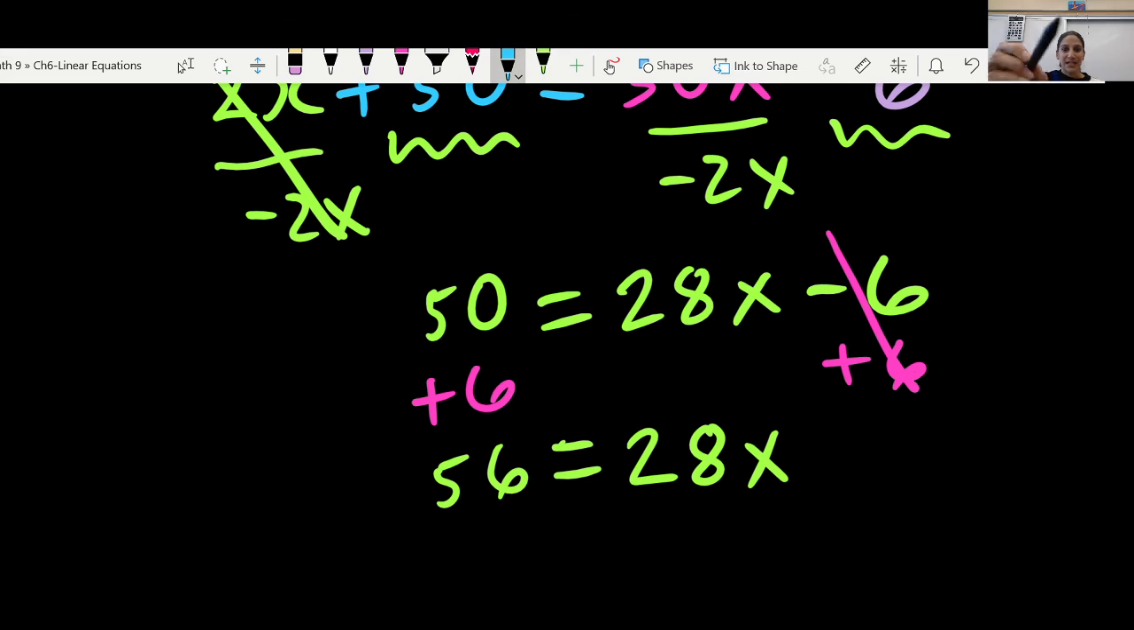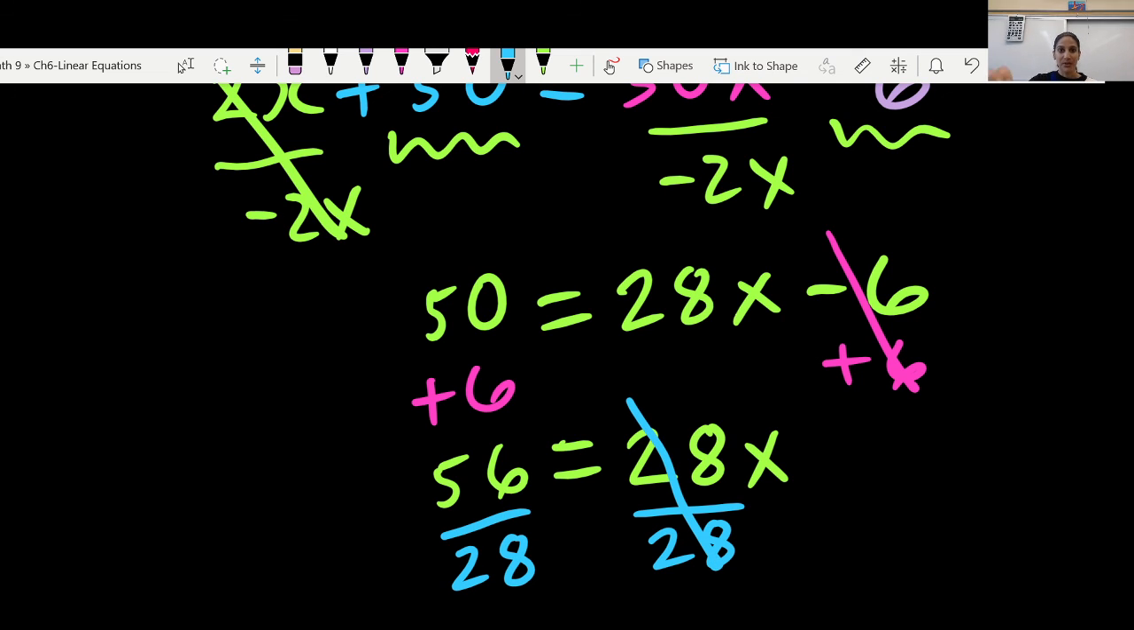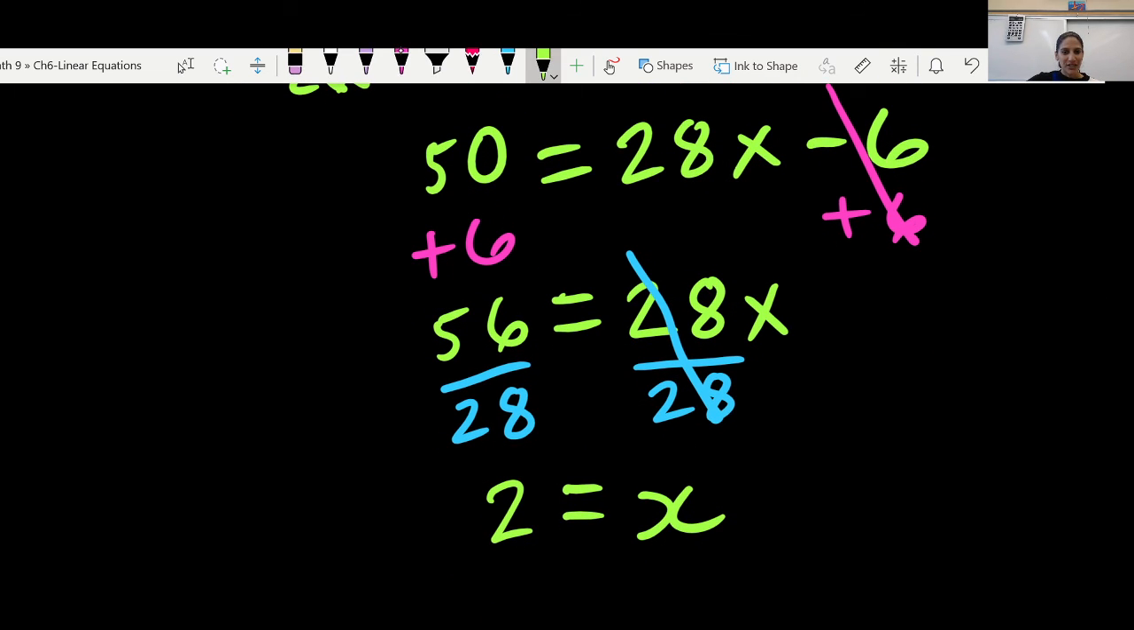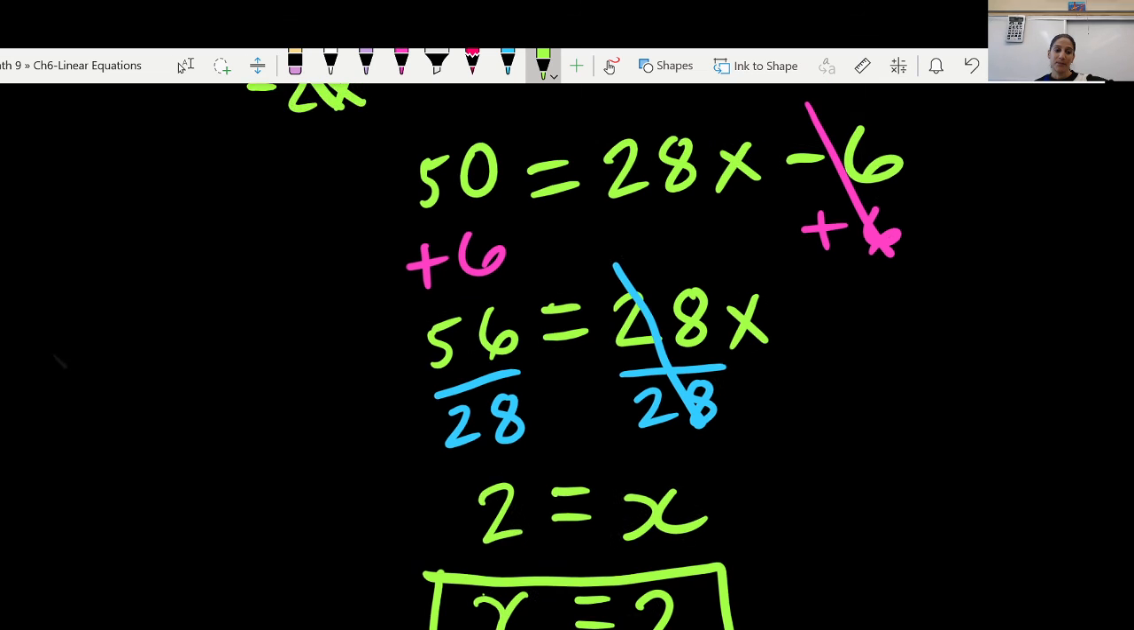Our goal is to get x by itself, so we're going to divide both sides by 28, because again, remember, algebra is all about opposites, so that would cancel. And so we would be left with x equals 56 over 28, which is 2. And again, it doesn't really matter, but I just like to get into this habit of writing it with the variable on the left side and the solution on the right side.